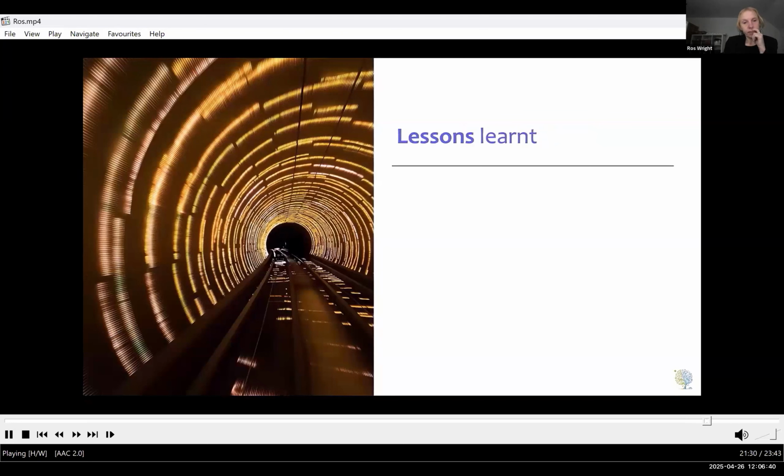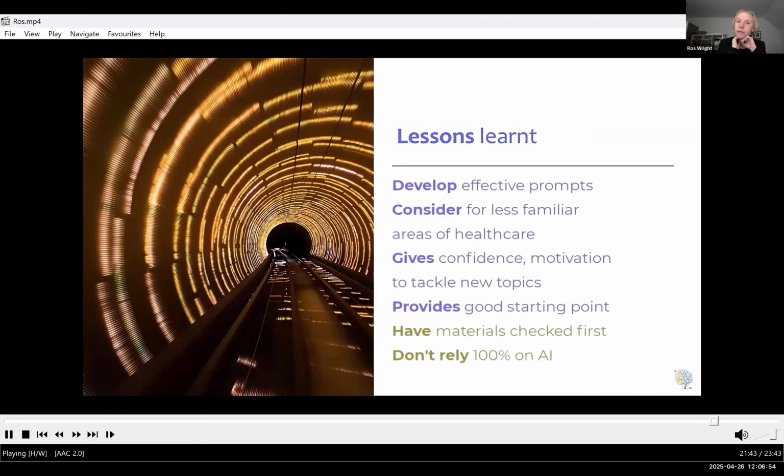Now, finally, to my conclusion and lessons learned. It's been an interesting experiment to try and create an entire course using just AI. It is very much trial and error, and certainly working on developing effective prompts is extremely important. Obviously, SPIKES is a tool that I know very well, but I would definitely consider using AI in the future to develop an aspect of our field that I was less familiar with. It kind of gives you the confidence and the motivation that you might need to broach new subjects in healthcare. And if nothing else, it provides a good starting point.